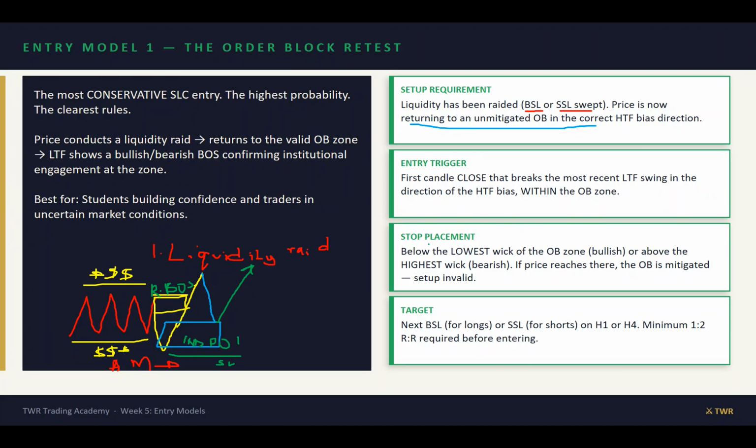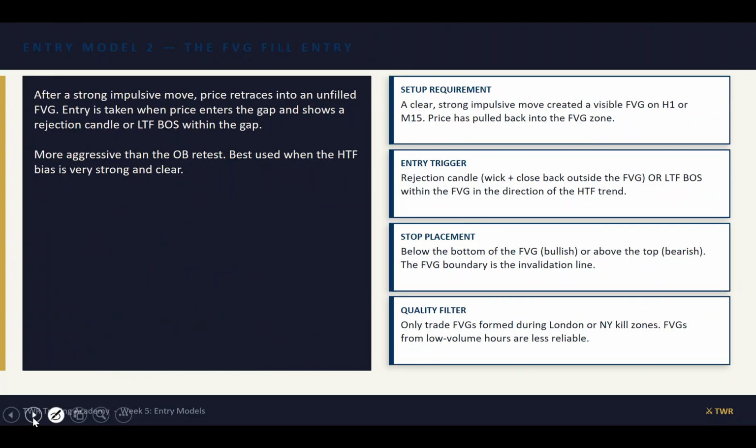Then now you continue. Stop loss placement is below the lowest wick of the order block, or above the highest wick if it's in a bearish situation. If price reaches there, the order block is mitigated. Target the next buy side liquidity or sell side liquidity on the 1 hour or 4 hours. Minimum 1 to 2 RR. Now entry is at this point, then target above there. That is entry model 1.